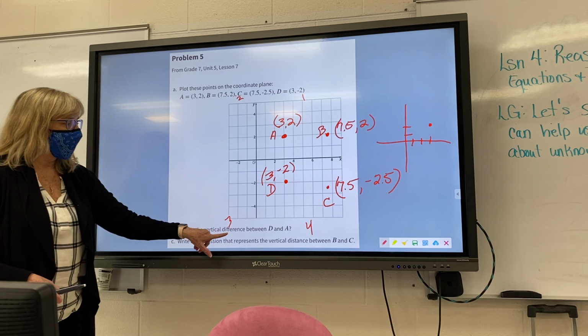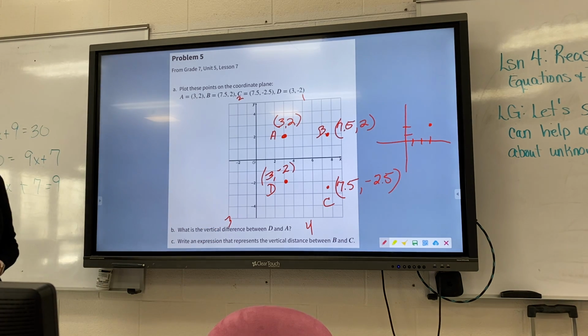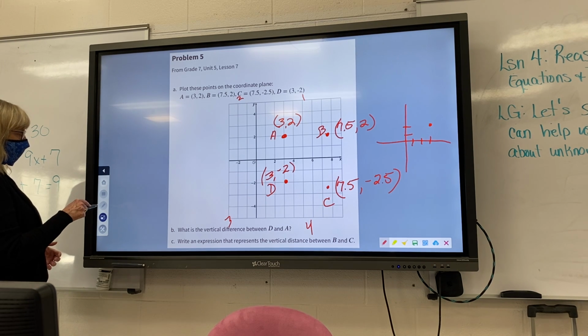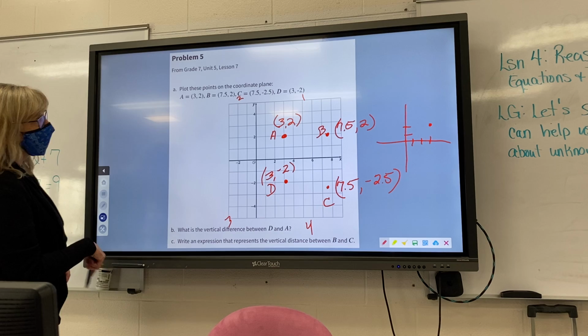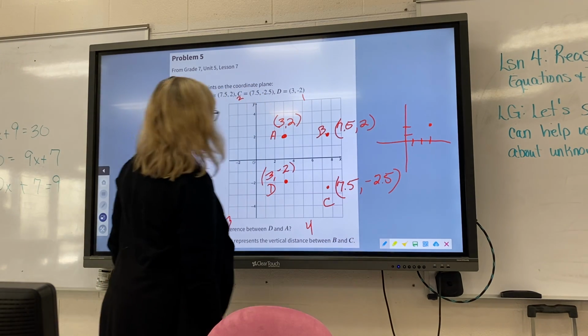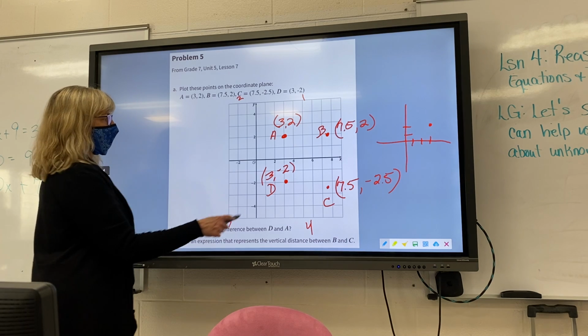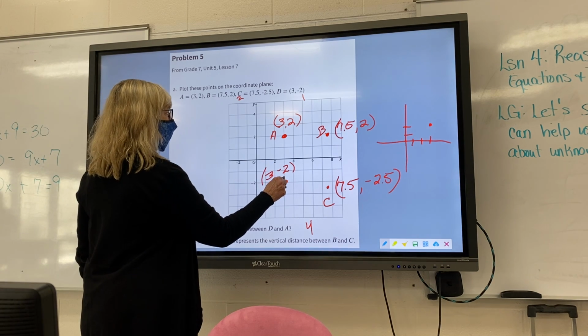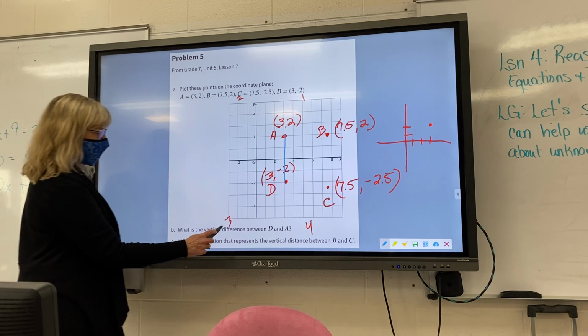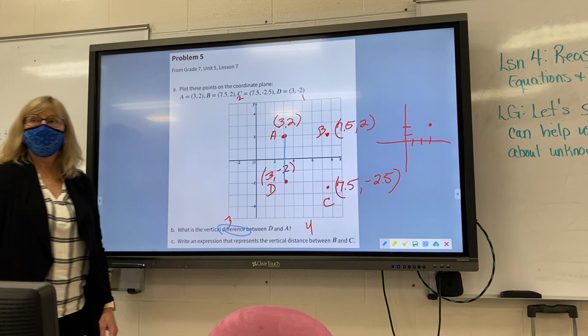What is the vertical difference between D and A? All right, first, what does vertical mean? Up and down. So we're talking up and down. We want that line right there.